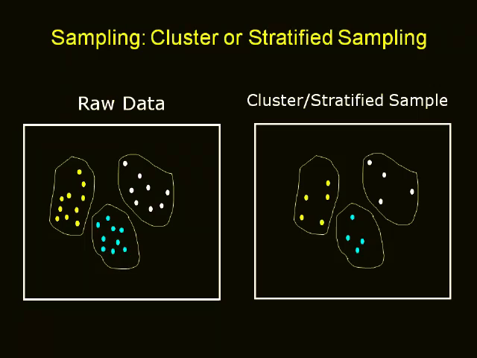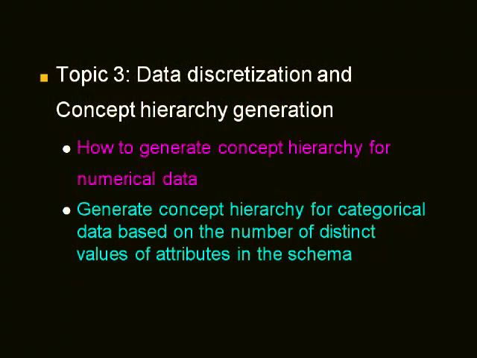We now discuss the last topic of today's lecture, namely discretization and concept hierarchy. The objective of discussing this topic is to know how to generate the concept hierarchy for numerical data, and also how to generate concept hierarchy for categorical data based on the number of distinct values of attributes in a database schema.